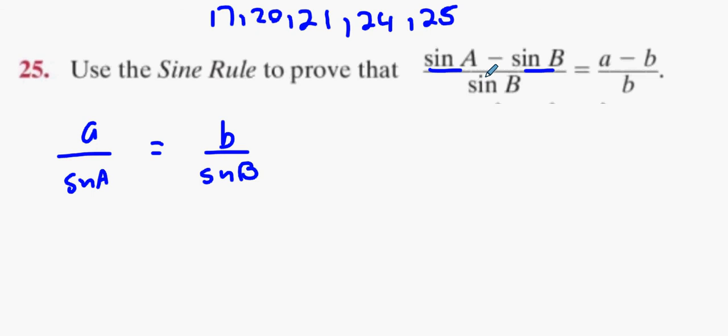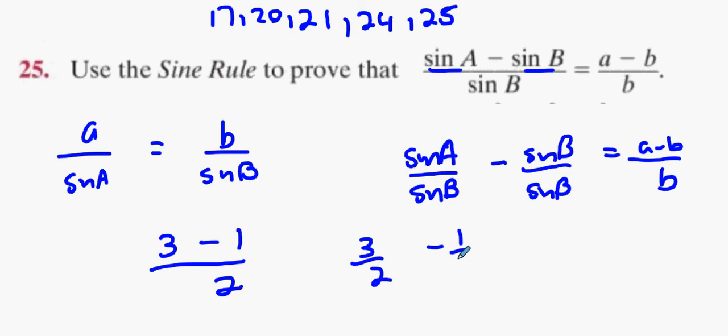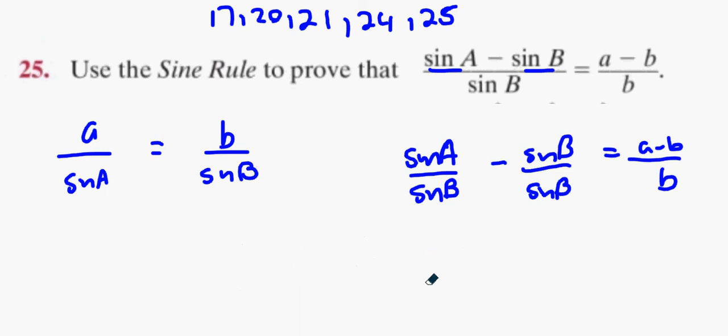I'm going to break this up into sine A over sine B minus sine B over sine B. In the same way, if you will, 3 minus 1 over 2 is the same thing as 3 halves minus 1 half. Same thing. Okay? So just split the denominator. Now, we know that sine B divided by sine B is 1. Now, it's sine A over sine B.